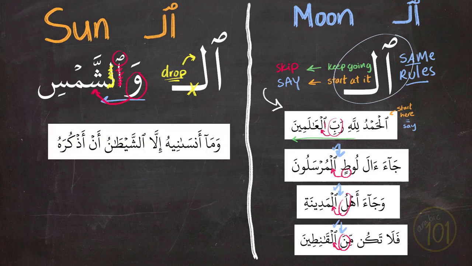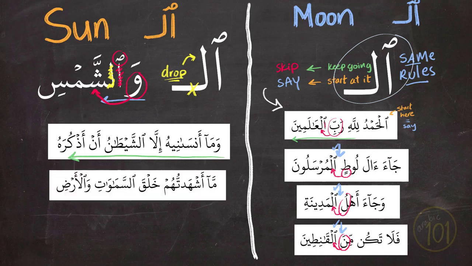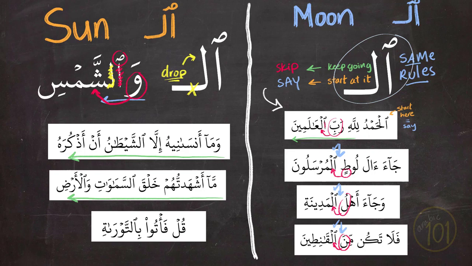Like in these examples. وَمَا أَنسَانِيهُ إِلَّا الشَّيْطَانُ أَنْ أَذْكُرَهُ، مَا أَشْهَدتُّهُمْ خَلْقَ السَّمَاوَاتِ وَالْأَرْضِ، قُلْ فَأْتُوا بِالتَّوْرَاةِ.